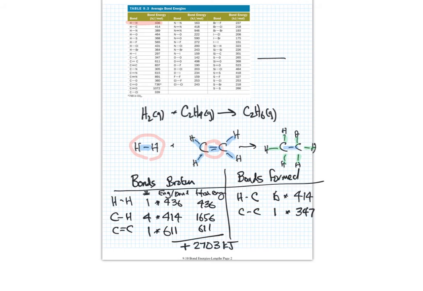If you're wondering where I'm getting them from, I'm getting it from this table right here. And so I'm going to multiply those together. 414 times 6 is 2484. And 1 times 347 is obviously 347. Add those together, and that comes out to 2831 kilojoules. All right, now I'm forming all these bonds. Remember, you get energy back when you make bonds. It takes energy to break bonds. So this is going to be a negative sign out in front here. Negative 2831 is produced when you form these bonds.